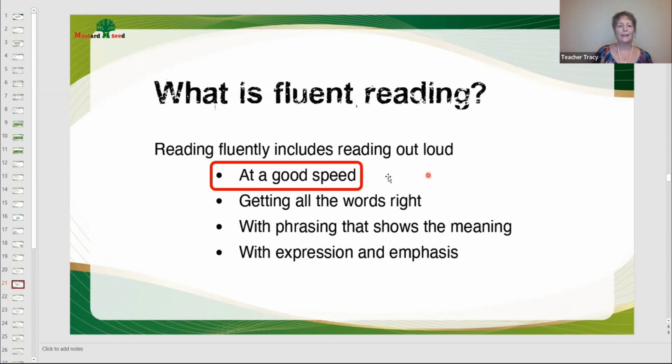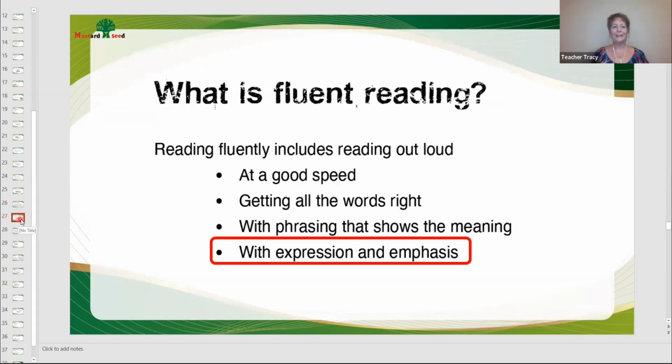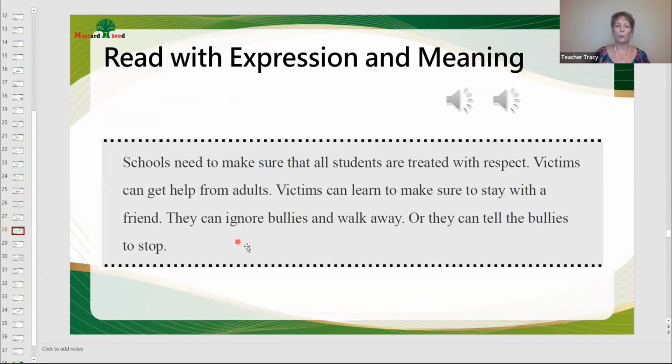Thank you, Samuel. Reading fluently includes reading out loud at a good speed, okay? Well, this one is my very favorite part. A lot of people will read and they just have boring reading. So let's listen to this first one and then we can see which one you like.